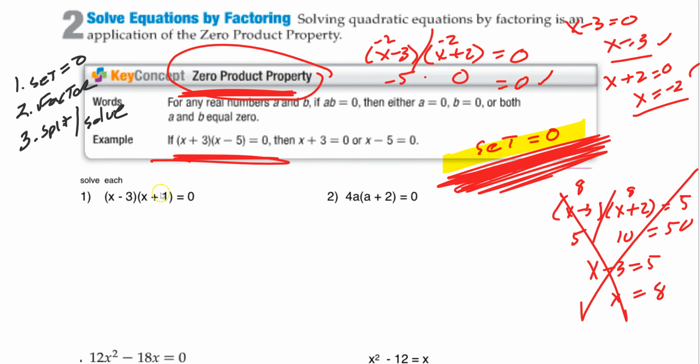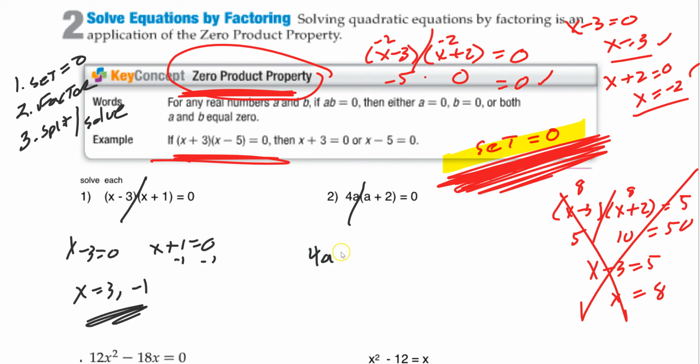So step 1, right? See, now it's already factored for us. It's already set equal to 0. So all we've got to do is split and solve. x minus 3 equals 0. x plus 1 equals 0. Add 3 to both sides, x equals 3. Subtract 1 from both sides, x equals negative 1. Over here, it's still factored, so we split it. 4a equals 0. a plus 2 equals 0.